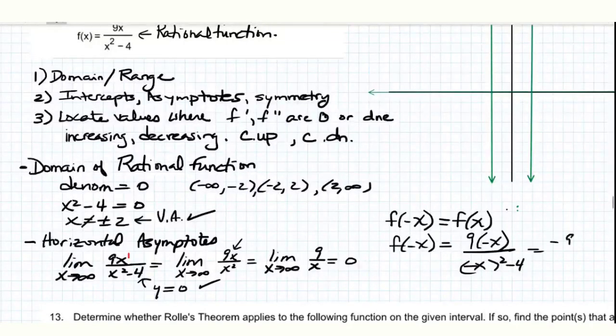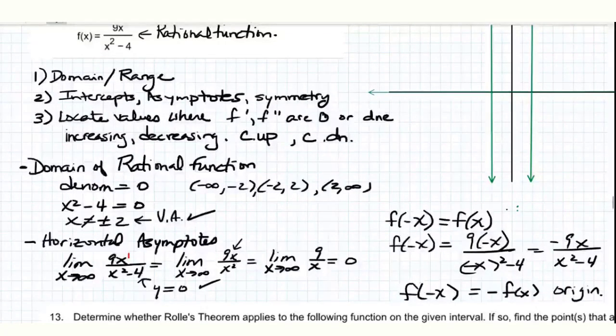Okay, so that's going to be negative 9x over x squared minus 4, which actually means f of negative x equals the opposite of f of x. And it is actually origin symmetry. So what that means is for every point, say A comma B over here, we would have a point on the other side of the origin that would be negative A comma negative B. Okay, so that gives us a little bit of an idea of what kind of things are going to go on with this graph. So we'll keep that in mind.